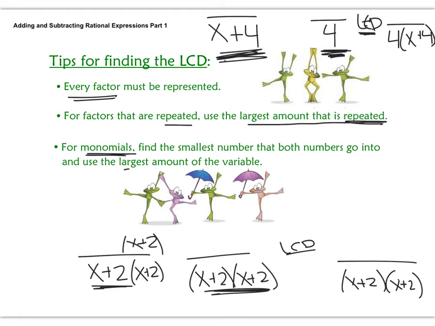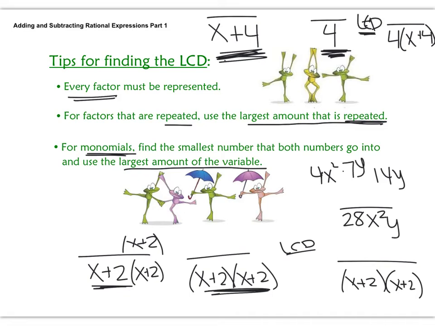And use the largest amount of the variable. So again, if I go back to that example, if I had a 4 and a 14, this has an x squared and this has a y. So the common denominator between these would be 28x squared y. Because this one I could multiply by 7y to make it that. This one would get multiplied by 2x squared. So you have to be able to multiply it by something to make it the common denominator.